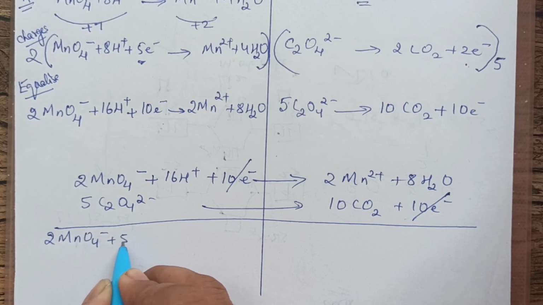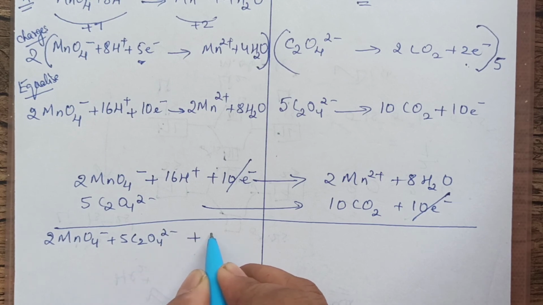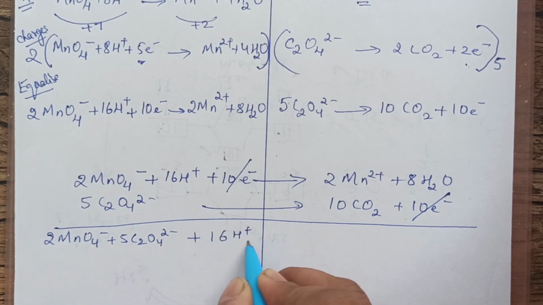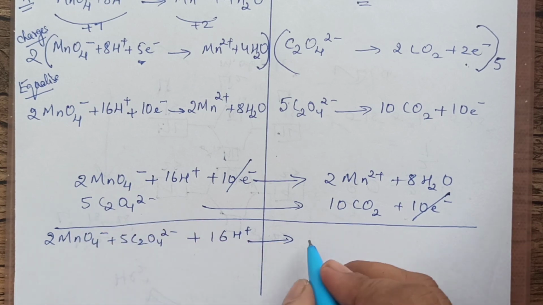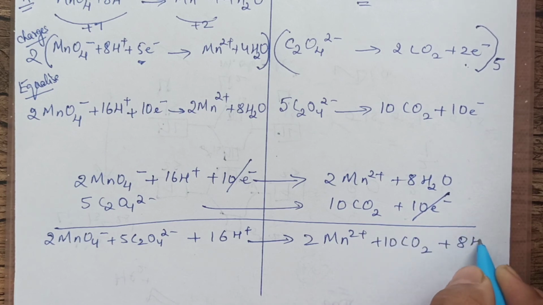This plus 5C2O4 2 minus. You can follow any order. Don't think that I am writing like this; you have to follow the same order. That order can be as per you want. Only thing is we should not miss out anything. Whatever is there on left and right, you need to just copy down as such.